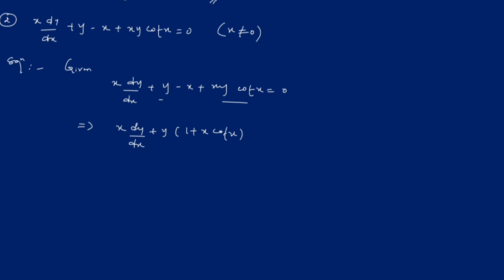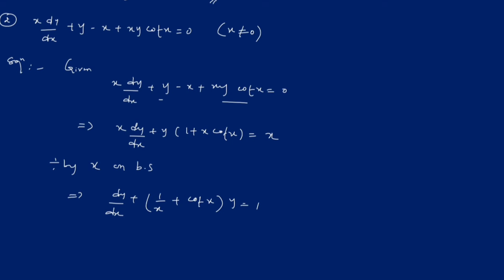This minus x taken to the RHS becomes plus x, right? Now divide both sides by x. Let's see what we get. Dividing by x on both sides, it is dy by dx plus (1 upon x plus x gets cancelled) cot x into y, which is equals to 1, right?